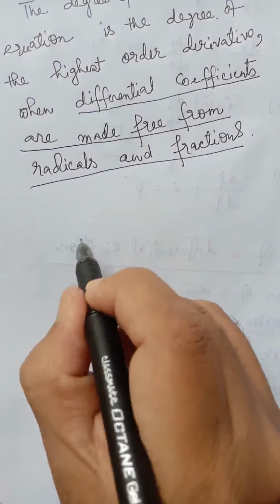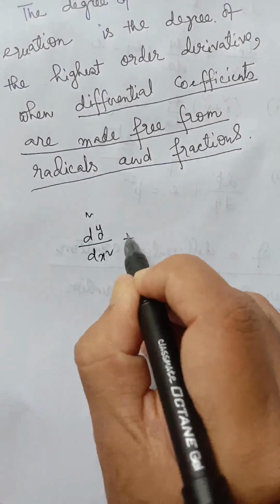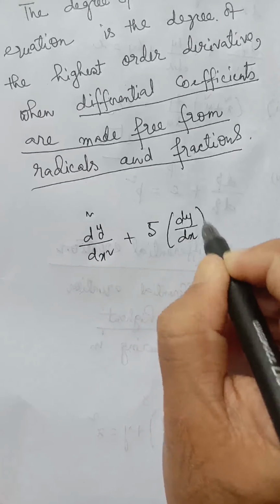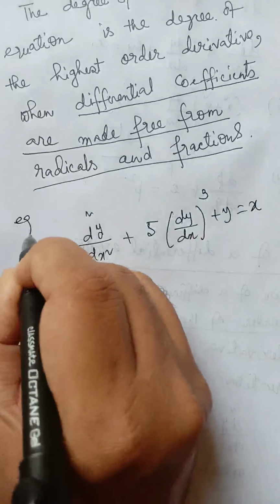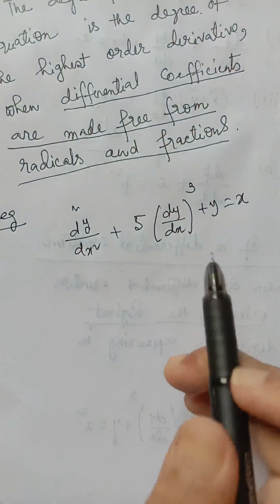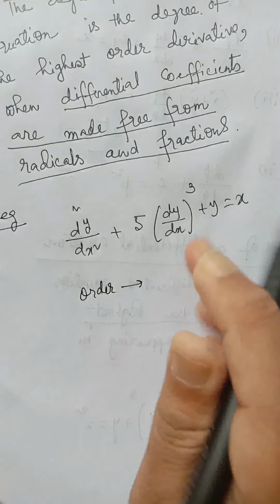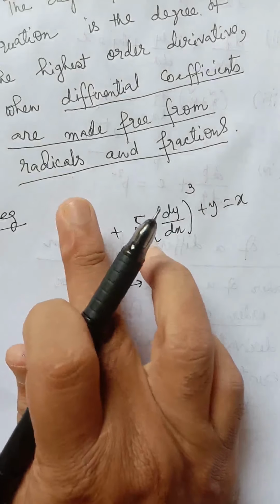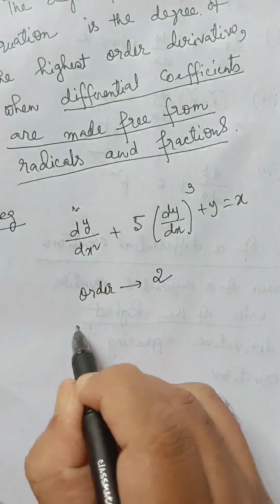First of all, let me write in this way, d2y by dx square plus 5 dy by dx whole cube plus y equal to x. For example, now clearly you can see what the order of the differential equation is. This is first order derivative, this is second order derivative. The highest order derivative is 2, so the order is 2. What is the degree?